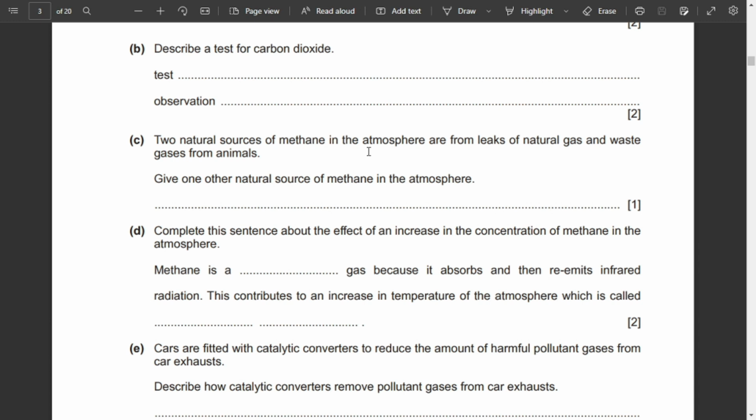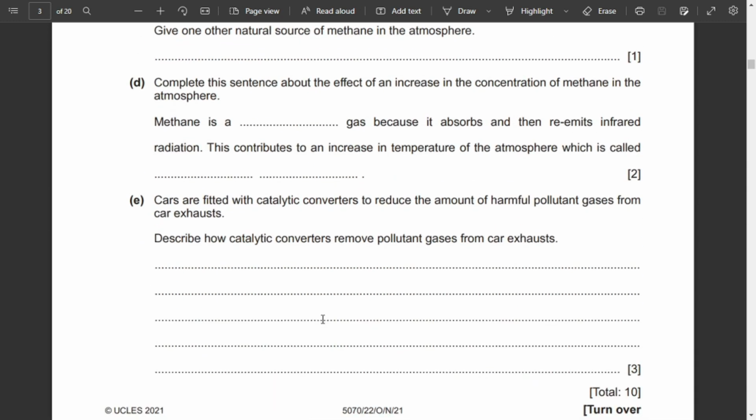Moving on to part D, complete the sentence about the effect of an increase in the concentration of methane in the atmosphere. Methane is a dash gas because it absorbs and then re-emits infrared radiation. This property is of a greenhouse gas. That means methane is a greenhouse gas. Here you're supposed to write greenhouse gas. Moving on, it says this contributes to an increase in temperature of the atmosphere, which leads to global warming. So of course we're going to write here global warming.